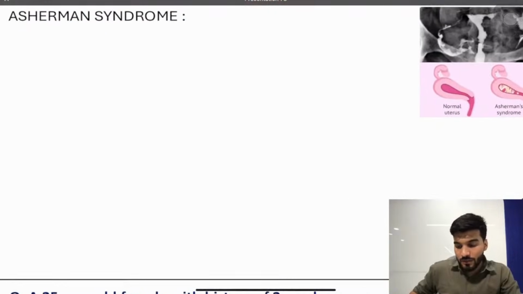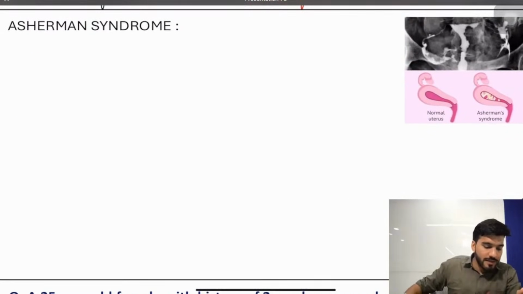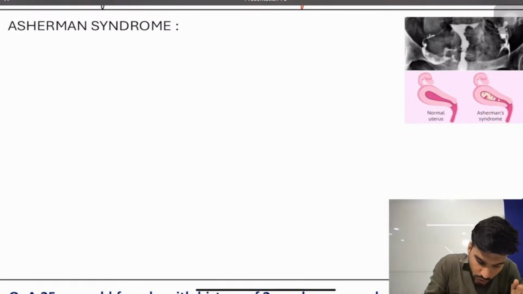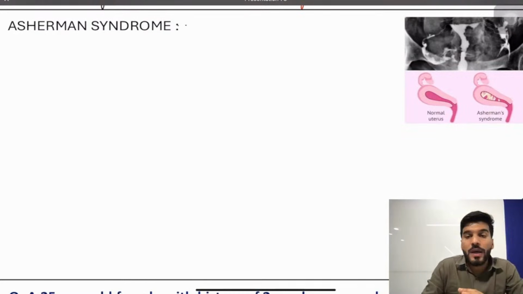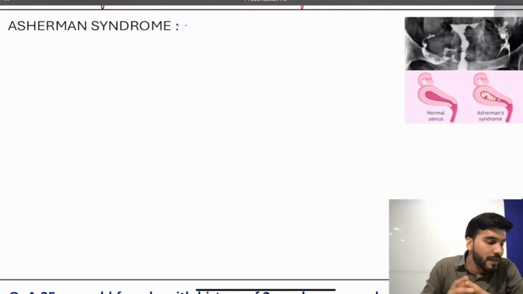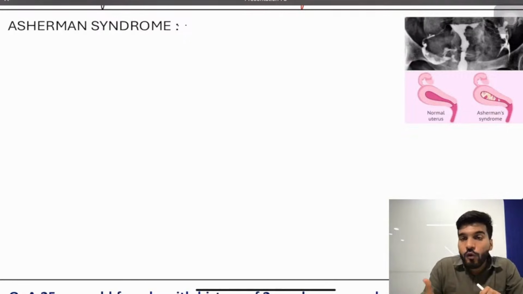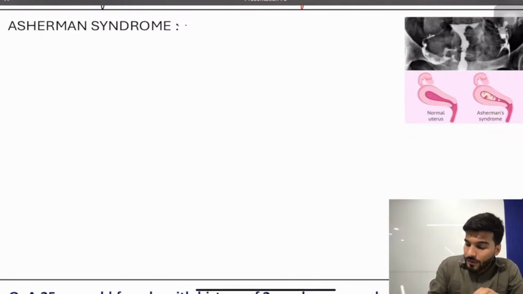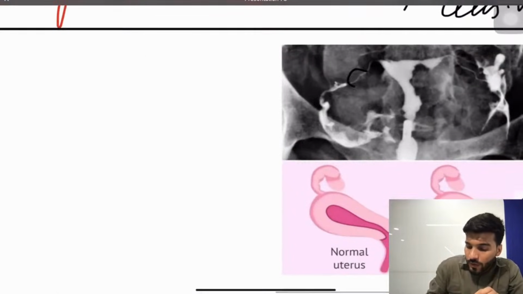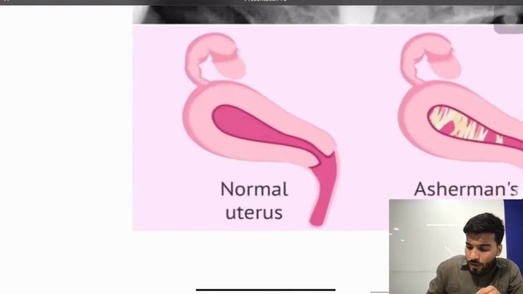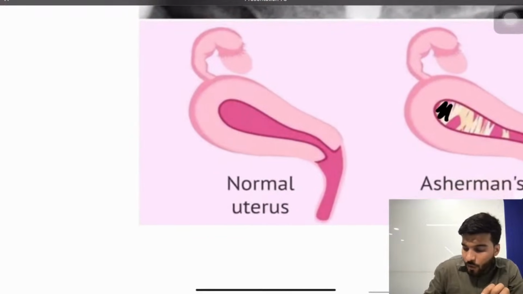Now what is this Asherman syndrome? It is actually a complication of curettage. Whenever we have retained placenta or retained placental bits, if the volume is too much, we go for curettage, and that curettage can lead to synechiae formation, which further leads to adhesions. On investigation you will see a filling defect; here it is a normal uterus, but in Asherman syndrome, due to scarring, adhesions form here. The treatment for that condition is adhesiolysis.